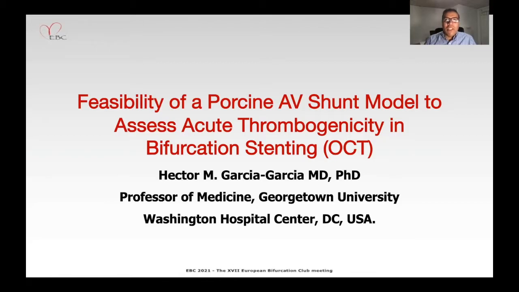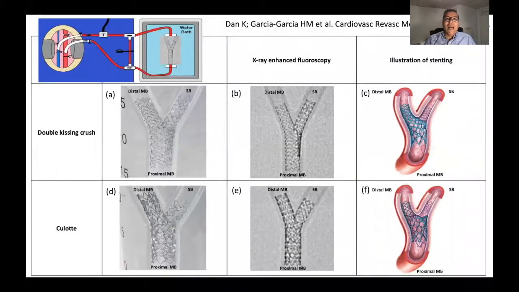Thank you, dear Mr. Chairman of the European Bifurcation Club, for this kind invitation. What we did is shown here at the upper left. So we have used a pig model from where we have taken the blood of the carotid and connected to these tubes. And the tube was connected to our silicone bifurcation model, as shown here in the picture. And then the blood would exit at the other end and return to the jugular vein of the porcine model.